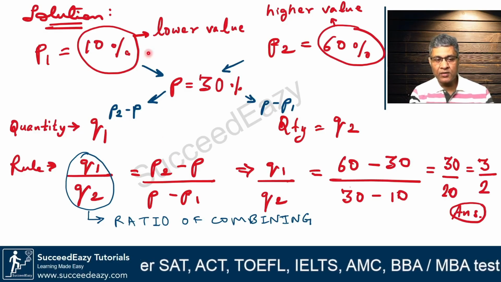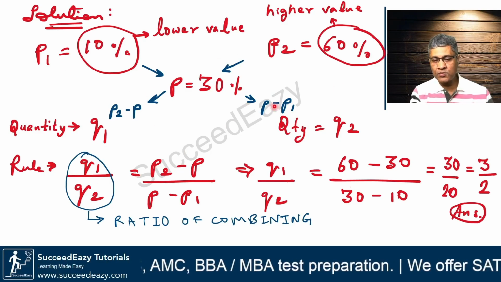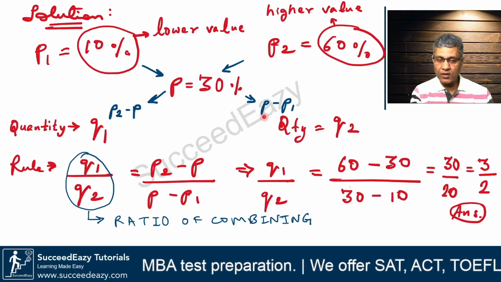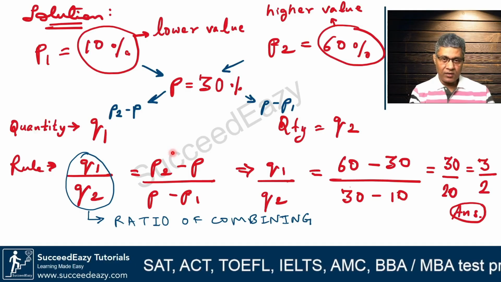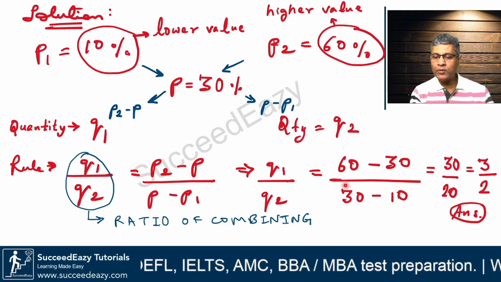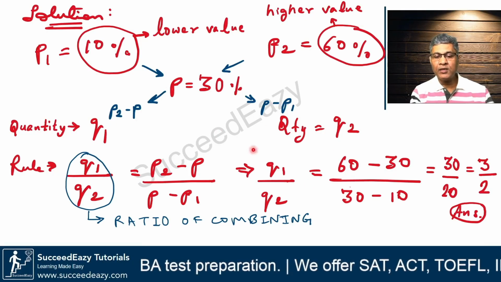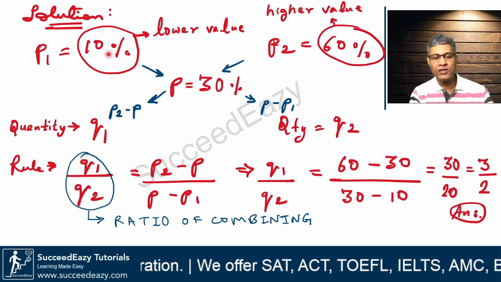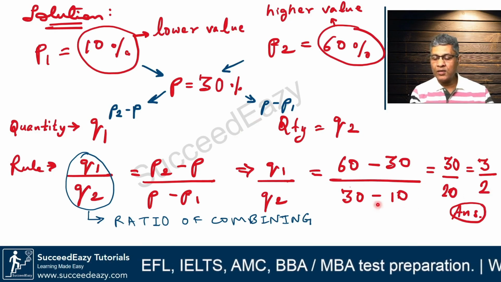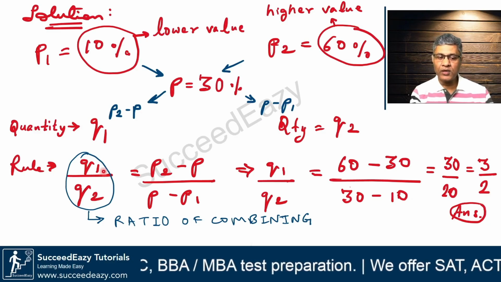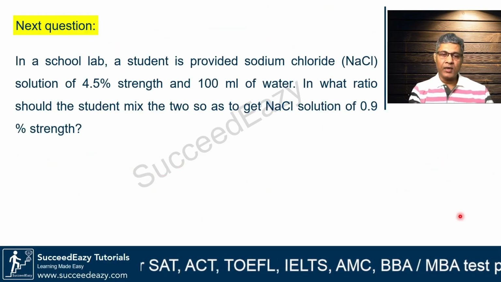So what you get here is, because this is Q1, Q1 upon Q2 will be this ratio, that is P2 minus P divided by P minus P1. Whether you look at the visualization or you remember the formula of alligation, it doesn't matter, it is the same thing. So Q1 upon Q2 will be equal to P2 is 60, 60 minus P is 30, divided by P is 30 minus P1 is 10. So 30 minus 10. What you get is 30 by 20, that is 3 by 2. That's the ratio of combining the two quantities Q1 versus Q2 is 3:2. That's our final answer. Next question.